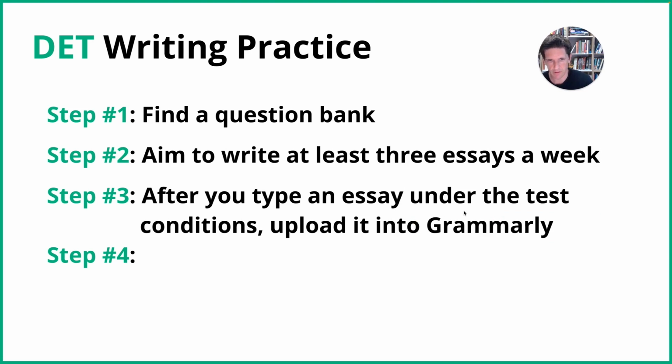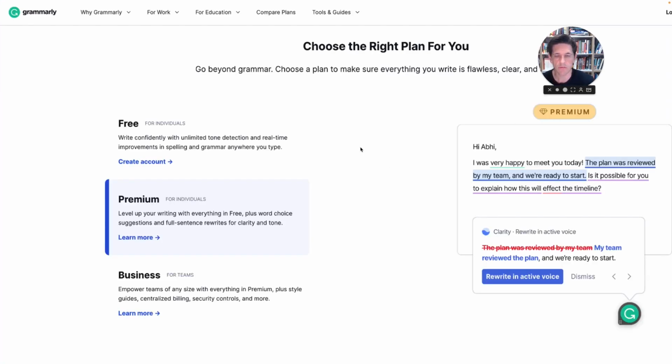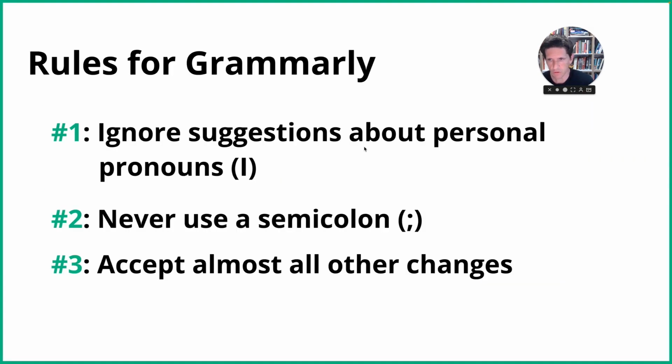So let's see here. Okay, this is Grammarly, it looks like this. I have a premium account here, and I'll show you how I use it. But a couple things to keep in mind. Ignore suggestions about personal pronouns. When you use I, it's going to tell you not to do that. You can just ignore that. Never use a semicolon. Sometimes they'll recommend that you use a semicolon. Just use a period or a comma.